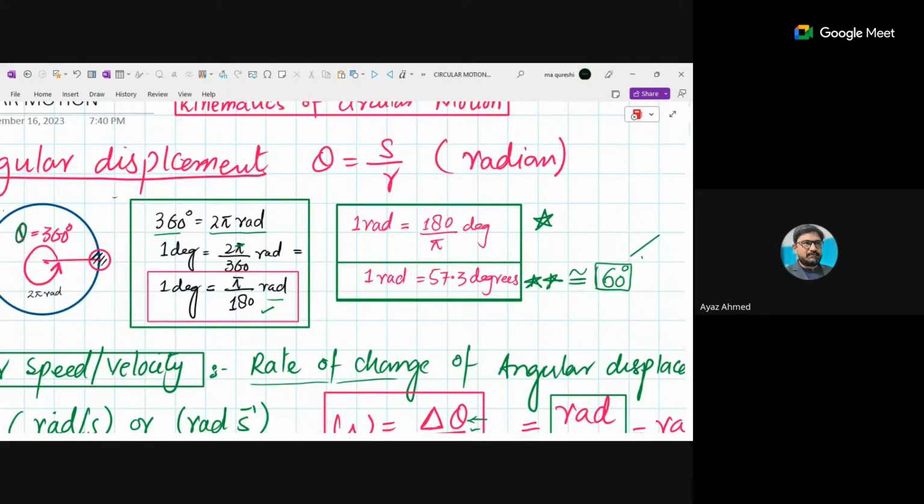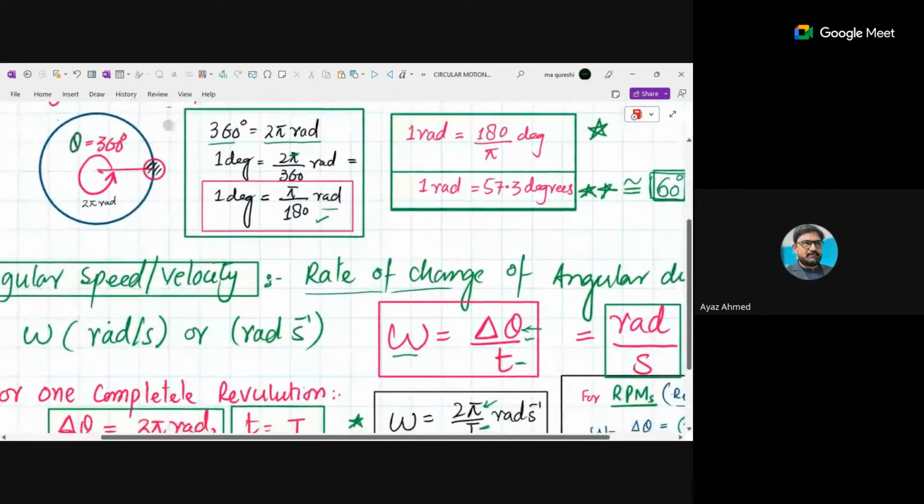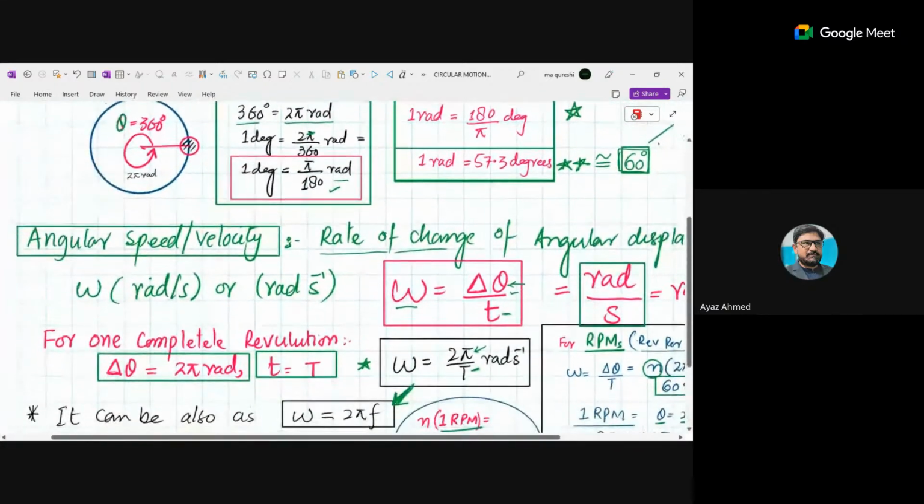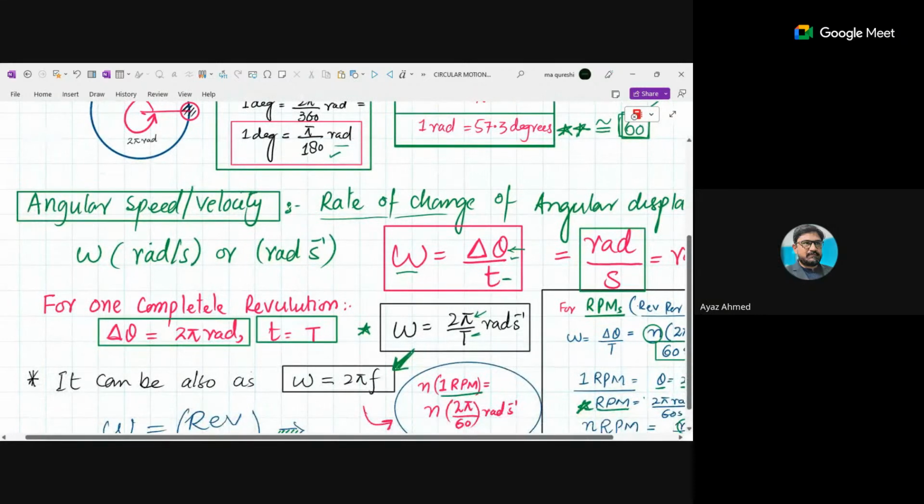1 radian equals 57.3 degrees. If I am not mistaken, it is really closer to 60 degrees, because 60 degrees is very easy to visualize, and in physics, if you are going to visualize something, you are very much clear about the concept. So 1 radian is approximately 60 degrees, right? Two-thirds of a quadrant, somehow.